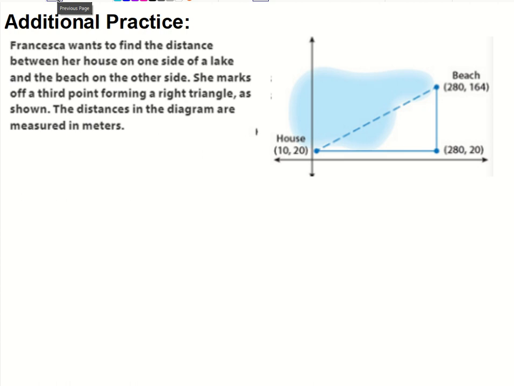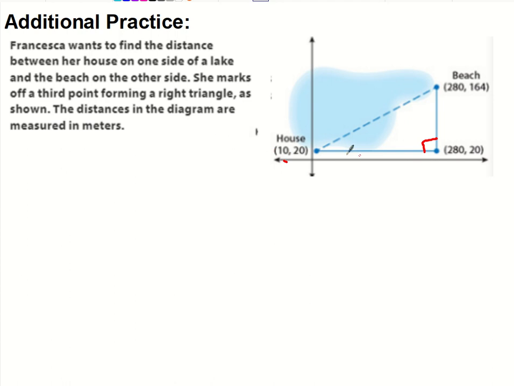Now, one thing you're going to have to do is maybe look at some word problems or some pictures where we're given points on a coordinate plane, so now we can't really count. Like for here, Francesca wants to find the distance between her house on one side of a lake and the beach on the other side of the lake. She marks off a third point, forming a right triangle as shown. So here's my right triangle. I need to figure out the length of this leg and this leg, so I can figure out the distance from her house to the beach.